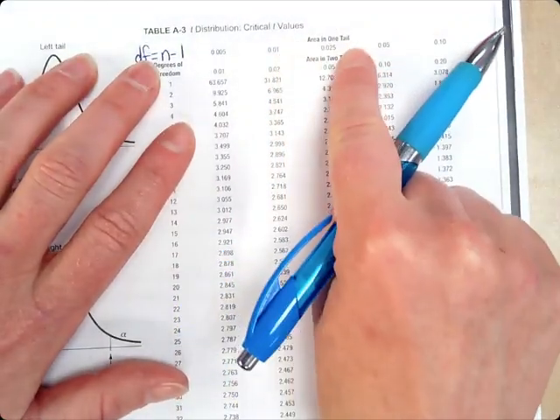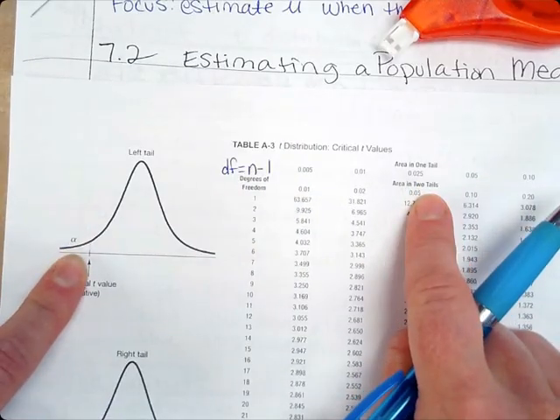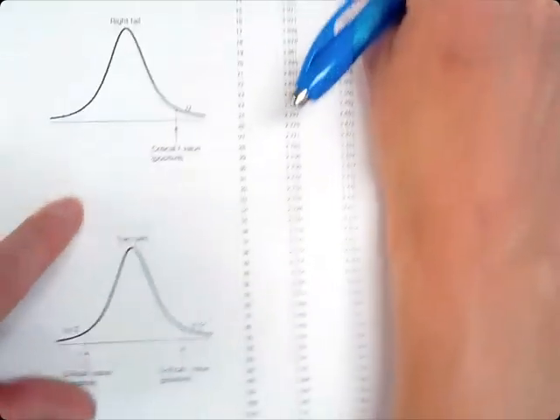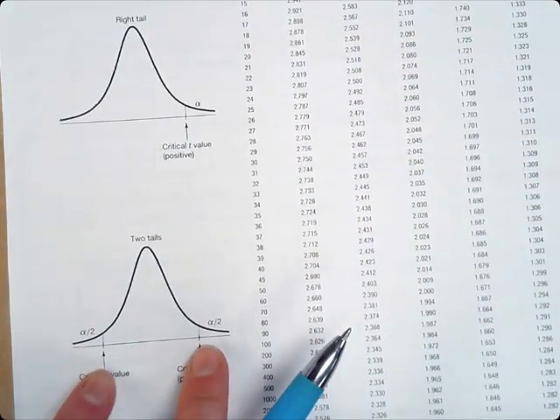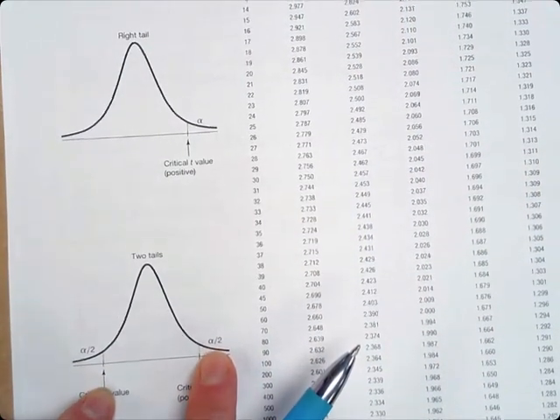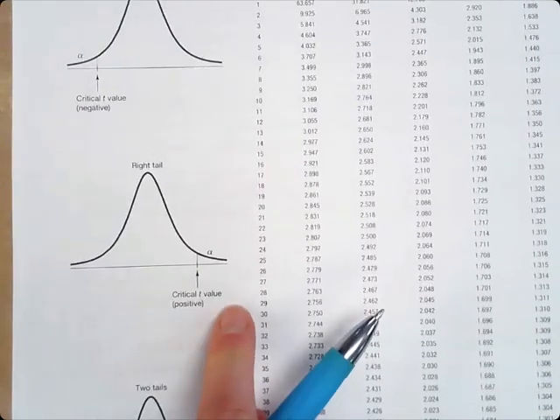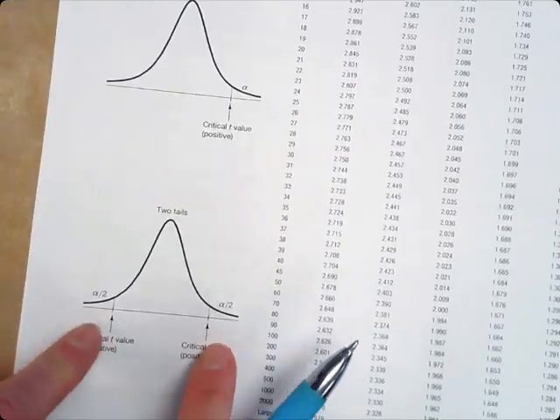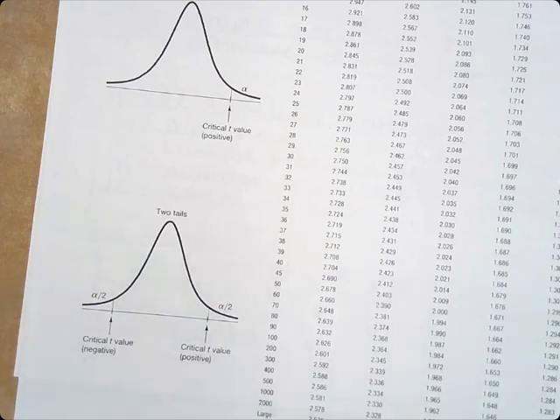We have our area in one tail if we're just looking at it this way. Or we can look at an area in two tails like this. And we're still using that alpha. We can do just the alpha, or we can do alpha over 2 to represent our two tails.